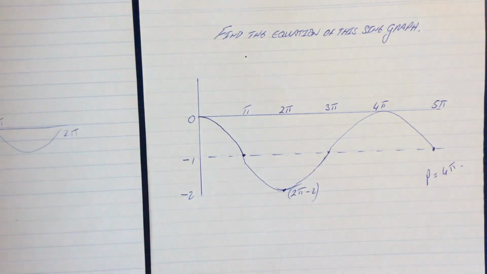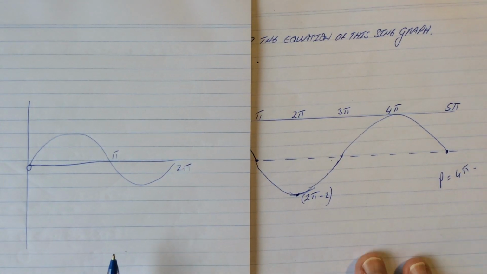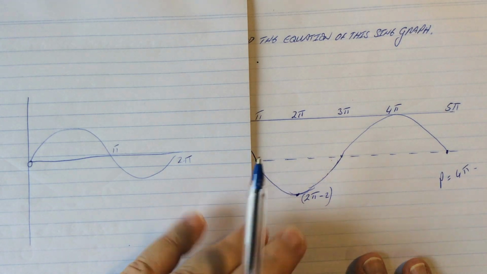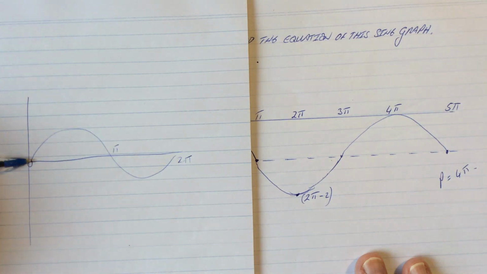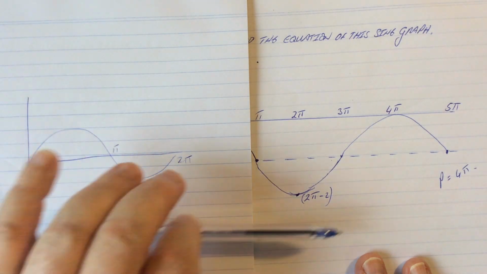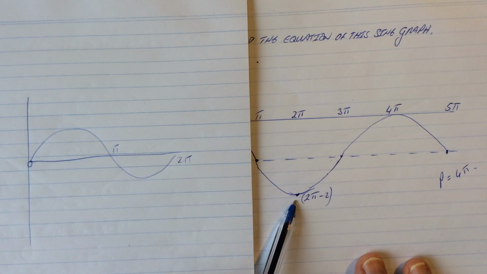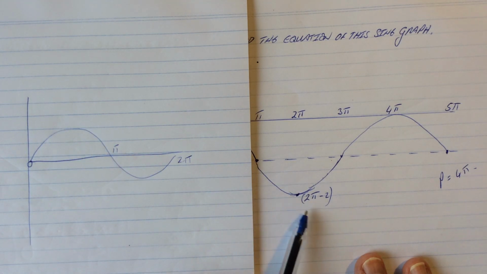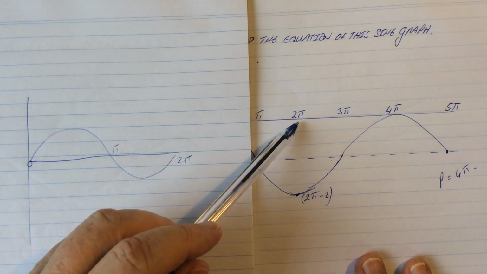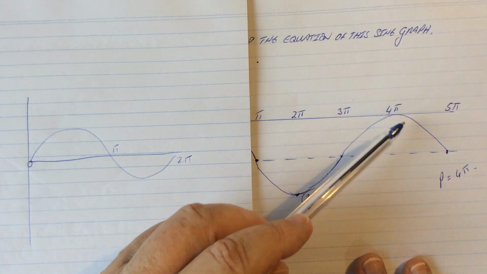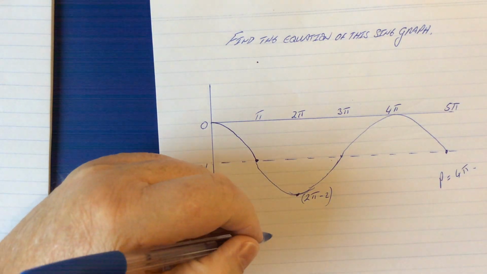But another thing has happened. If you can just compare this graph with this graph, you'll see that there has been a reflection in the median. I won't say the x-axis, but the median. Instead of this being here, it's here. So were this thing not reflected, this would be 2 pi, 0, and this would be 4 pi, -2. So we know that much.